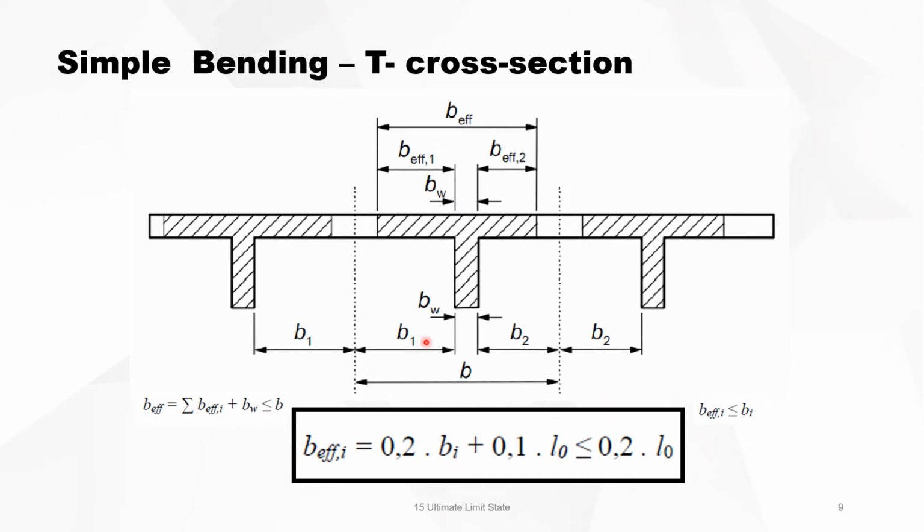Of course, half of the effective width of each beam, like this one, must always be smaller than the real width which is available. Also, the effective width of the beam is smaller than the real width of the beam, and it is the sum of the individual left and right effective widths plus the width of the web.